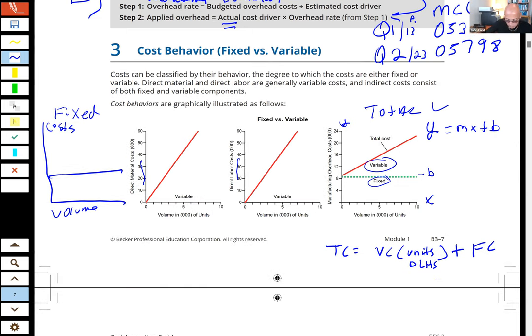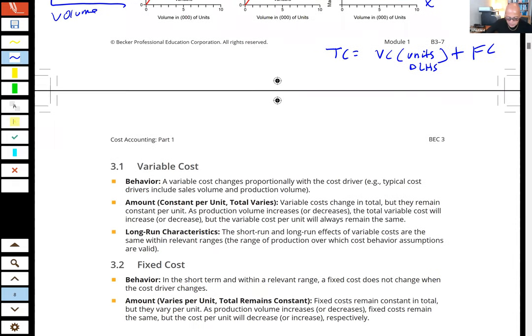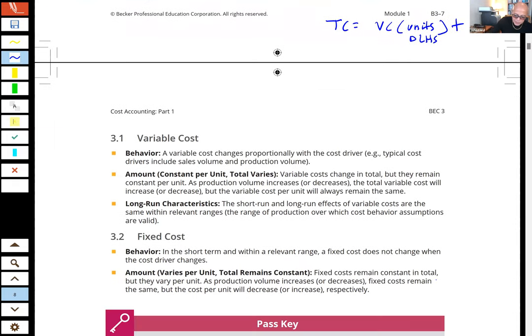Now, for some reason, the CPA exam likes to get cute with you on how they talk to you about variable costs. Now, we've already seen that variable costs do what? They increase the more product I produce, okay?